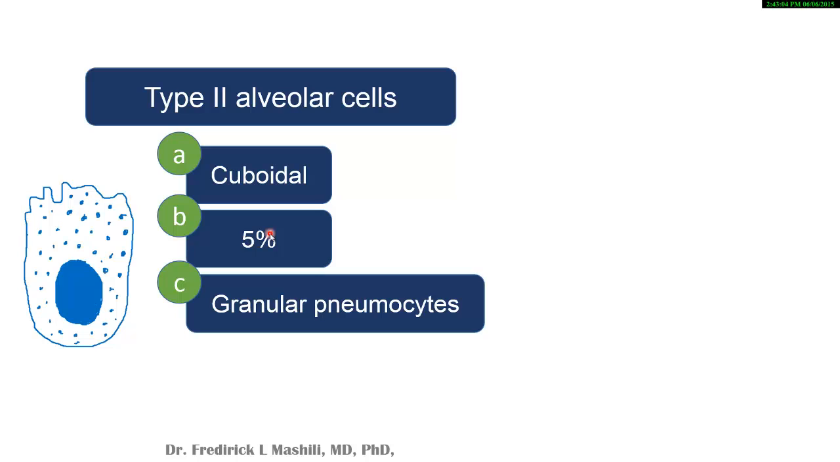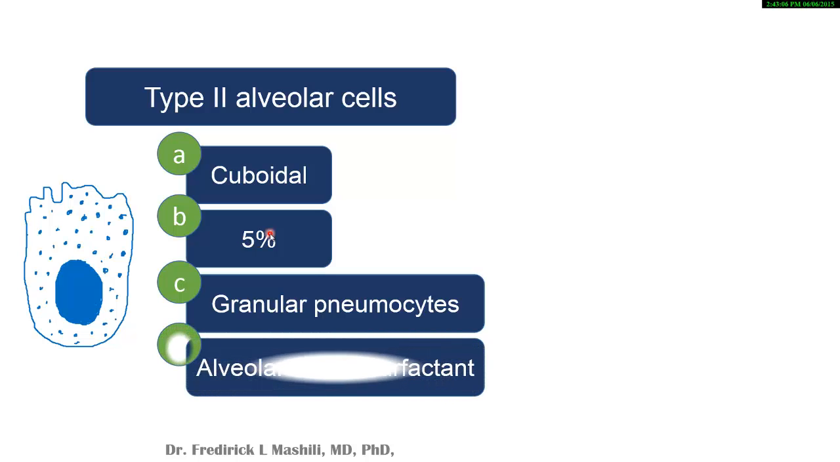They are granular pneumocytes because they are secretory in nature, and they do secrete alveolar fluid as well as surfactant. You need to know the difference between alveolar fluid and surfactant. They are two different things. But I can tell you the easy way.